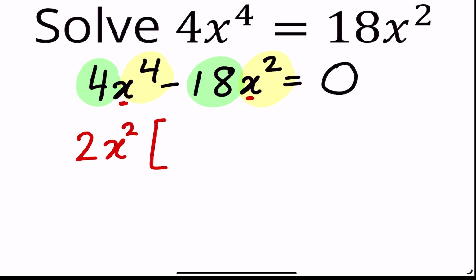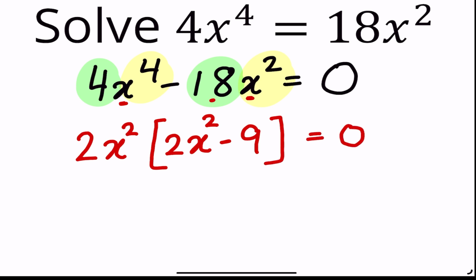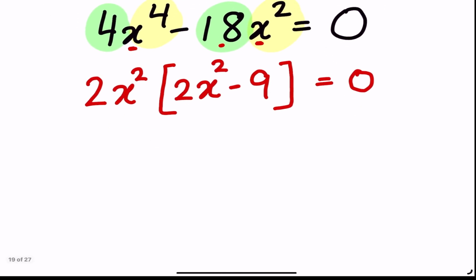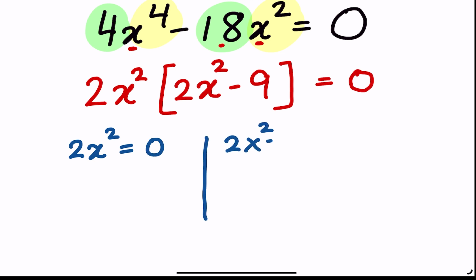Now 2 times what gives me 4? 2. x squared times what gives me x^4? x squared. 2 times what gives me 18? Negative 18, sorry, negative 9, and then x squared times 1 is x squared, and that is equal to 0. And now once I am here, I know I'm going to use the zero property and set each of the factors equal to 0. 2x squared minus 9 is equal to 0.